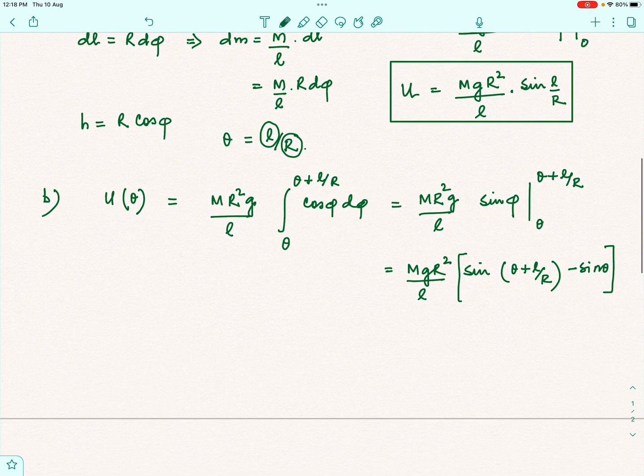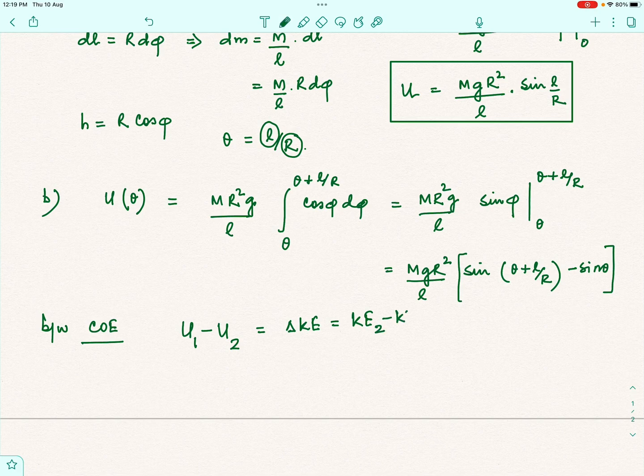Now, can we say by the law of conservation of energy, by conservation of energy principle, the loss of potential energy U1 minus U2, initial energy minus final potential energy, should be equal to the change in the kinetic energy delta KE, or we can also call it KE2 minus KE1. This comes from the law of conservation of energy, right? So, the initial kinetic energy of the chain is 0, and what we are looking for is the final kinetic energy. So, this value U1 minus U2 will directly give us that.